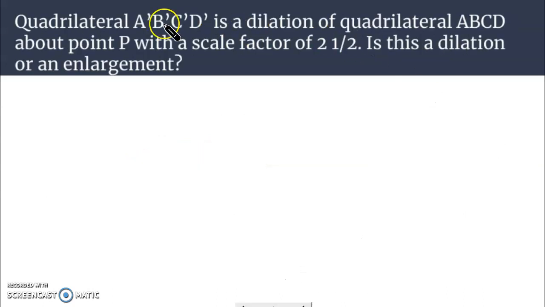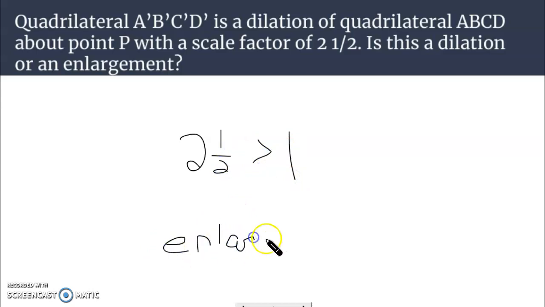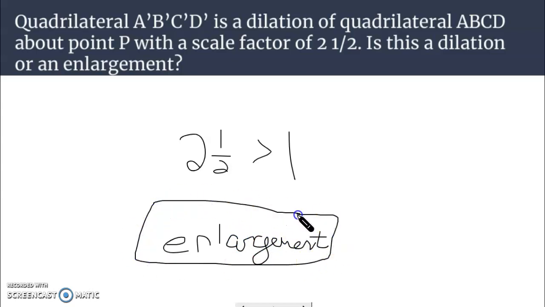Look at this next one here, kind of the same question. Quadrilateral A prime, B prime, C prime, D prime is a dilation of quadrilateral ABCD about the point P with a scale factor of 2.5. Is this a reduction or an enlargement? Well, notice 2.5 is greater than 1, so this is an enlargement. Anytime your scale factor is greater than 1, it's an enlargement.